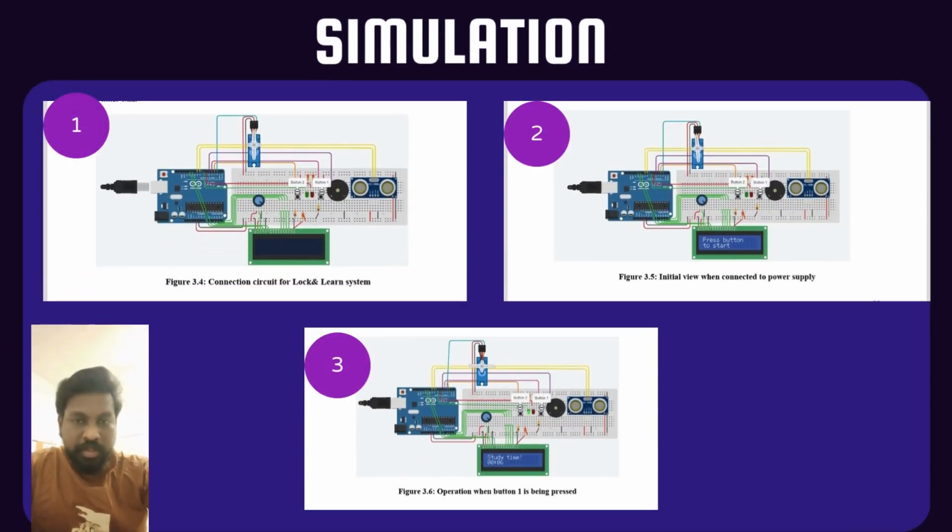Okay, let's look into the simulation part. The first figure shows the complete connection of the Lock and Learn system. The second one is the initial view of the system when it is connected to the power supply. And the third one is the operation when button 1 is pressed. When button 1 is pressed, the timer starts counting and shows study time. Also, the servo motor will turn to 90 degrees. At the same time, the green LED light will turn on.